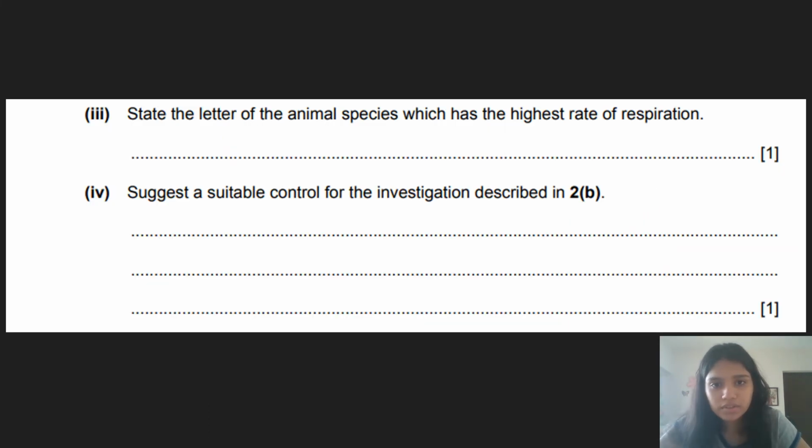Now it says state the letter of the animal species which has the highest rate of respiration. That was in the table in the first part of the question, and that's C. Okay. You just have to look at which one had the highest mean rate, and that's easy.